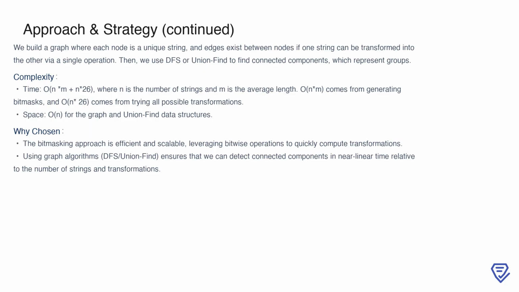The time complexity is O(n*m + n*26), where O(n*m) accounts for generating bit masks, and O(n*26) comes from trying all possible transformations for each string. Space complexity remains O(n) for storing the graph and union find data structures. This approach is efficient and scalable, leveraging bitwise operations in graph algorithms to handle much larger inputs effectively.